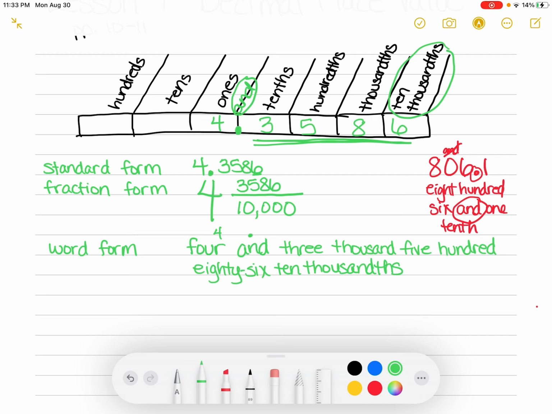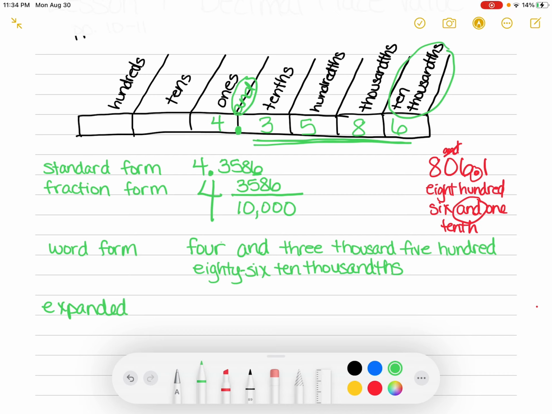Okay, and that's the way that you write a decimal number. So we have 4 and 3,586 10 thousandths. So that's the way that we write it in words. Okay, let me erase this little part. Okay, and then the next part is expanded form.